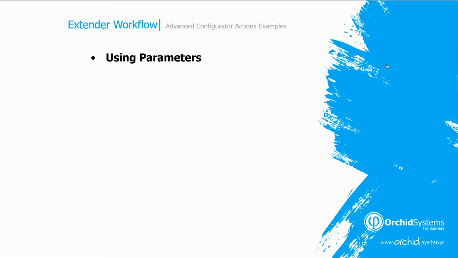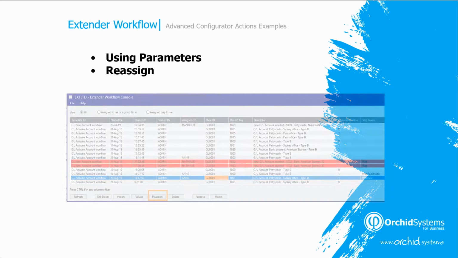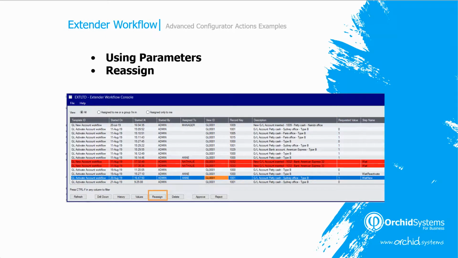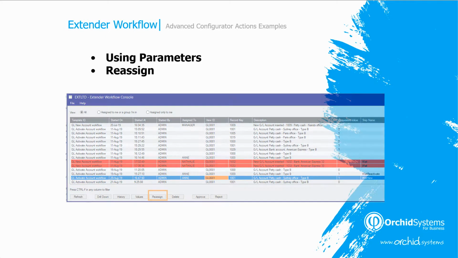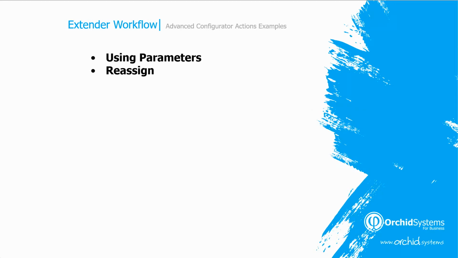So we've seen how to use parameters. Let's now look at the reassign action. All workflows on the console always have a reassign action. All it does is prompt you to select another user. But you may want your own custom reassign action so that you can, for example, send an email to the user. So let's look at that now.